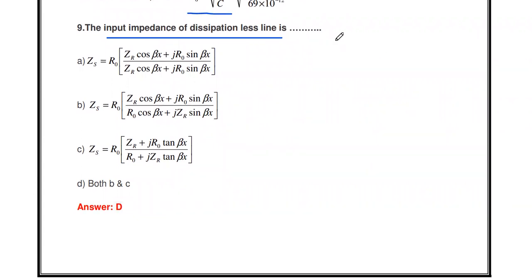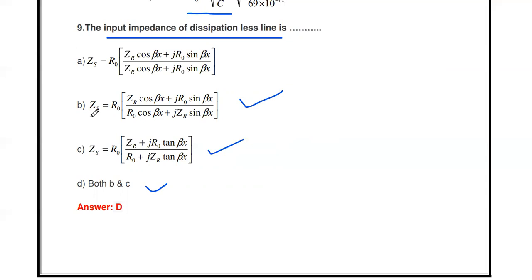Okay. Then the next question: the input impedance of a dissipationless line is dash. So already in the first unit, we derived the input impedance of an ordinary transmission line. Okay. So now what is the input impedance of a dissipationless line? So in that ordinary transmission line input impedance, we have to substitute R equal to 0 and G equal to 0, and we will get this input impedance. So the input impedance formula is, this is both B and C. Okay, this B is also correct, C is also correct.